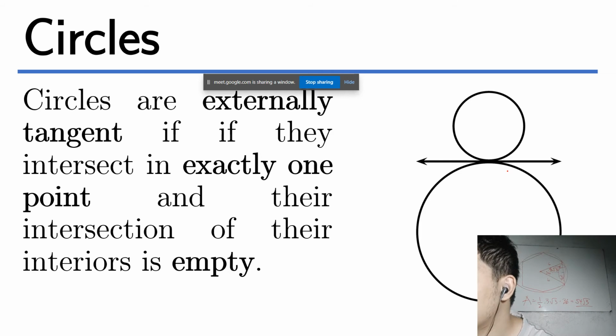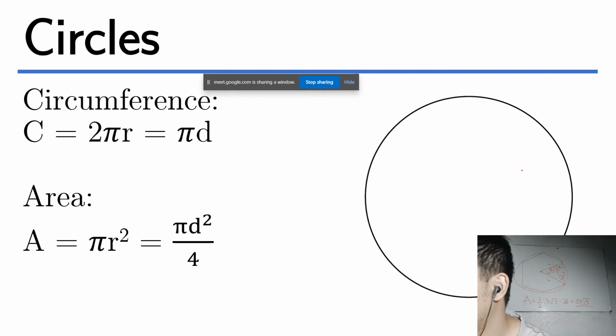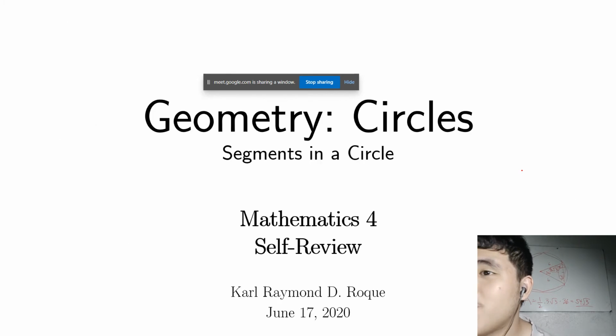Externally tangent naman, kapag tangent sila sa parehong line, pero nasa labas sila ng isa't isa. Walang nasa loob. Okay? Tapos circumference of the circle is 2 pi r or pi d, and the area is pi r squared or pi d squared over 4.